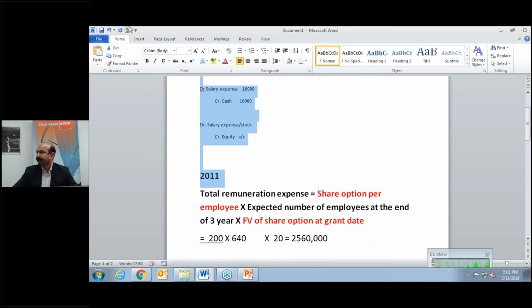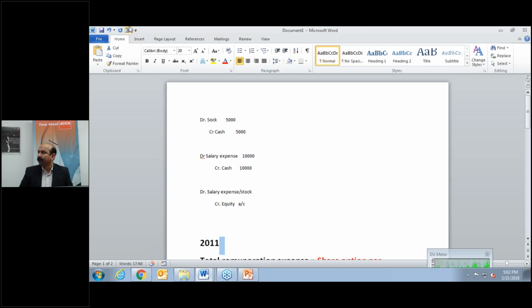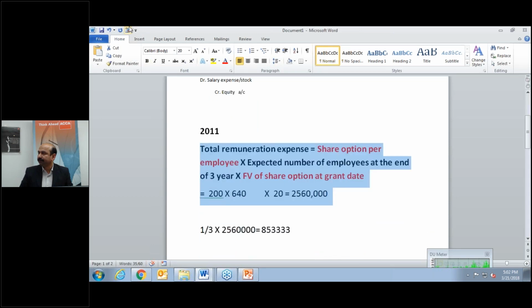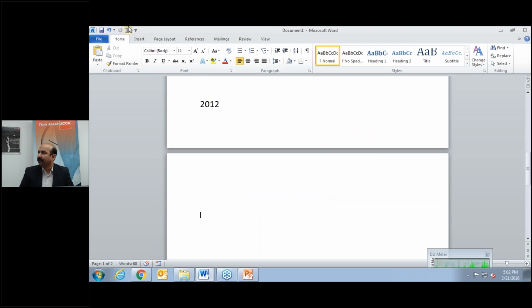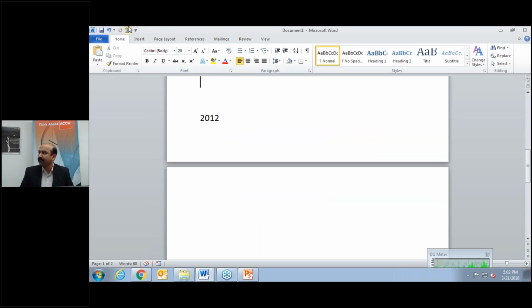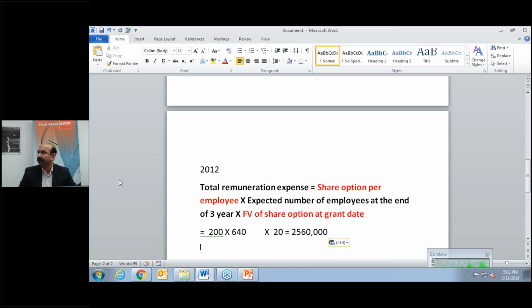Okay. So for 2011, we shall be calculating the remuneration expense again, keeping in view the expected number of employees. Again, I mentioned with red color those items which will not change, like share option per employee will not change, and the fair value of share option at grant date will not change as required. I mean, at least the third one is required by the standard.